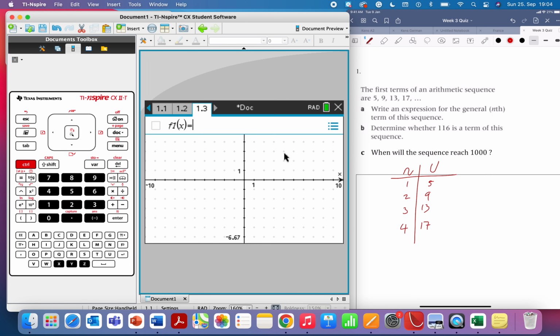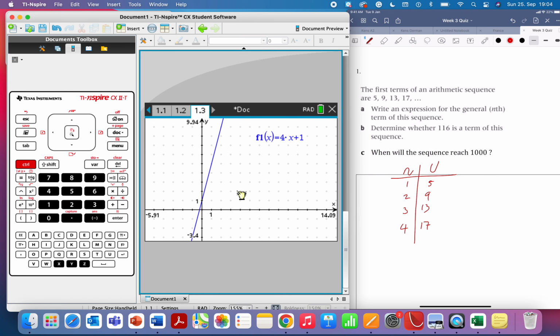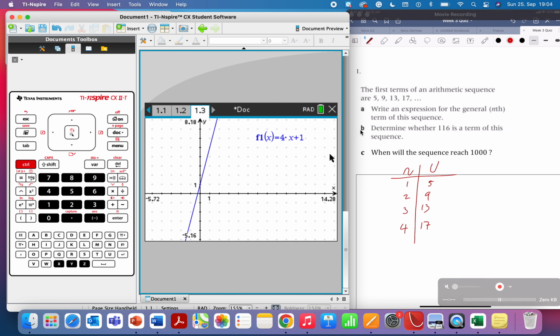So what we're going to do is put this equation into insert a graph, so we're going to put 4x plus 1 here. Now remember, our equation is 4x plus 1, but we'd write it as 4n plus 1 in any answer, because n is the language of sequences and x is the language of functions. So here we've got this lovely function.